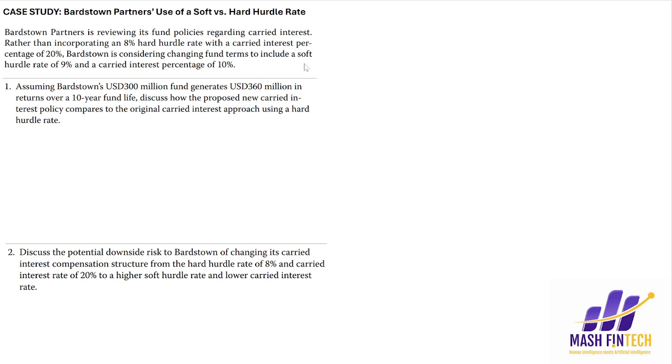Now, with this soft rate, the soft hurdle rate is equal to 9%, and this is over 10 years. We assume that there is no compounding. So the amount with the soft hurdle rate is equal to 9% for 10 years and 300 million, which is the fund size. If you multiply this, you should get 270. And we see that here the fund has already exceeded because they made a profit of 360.